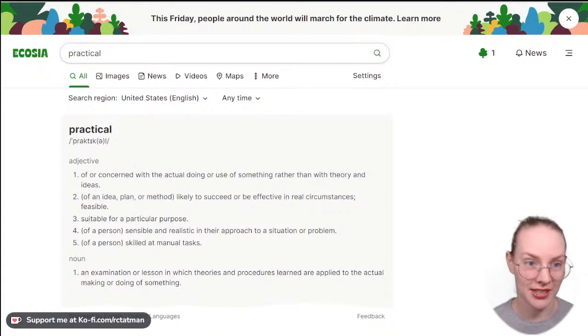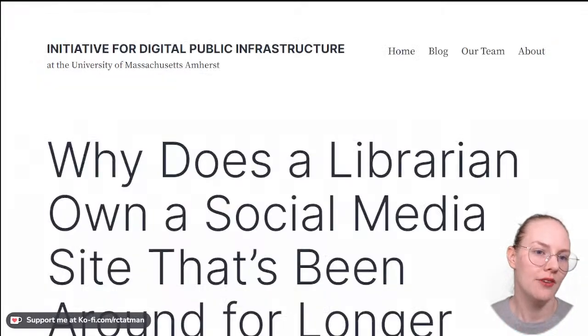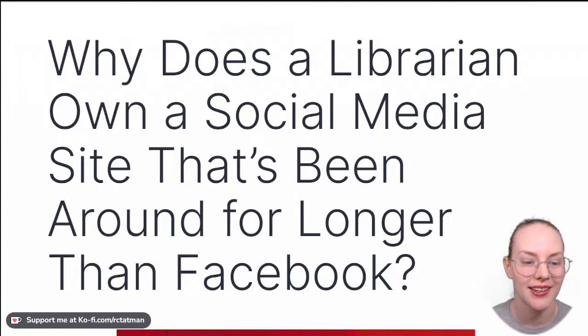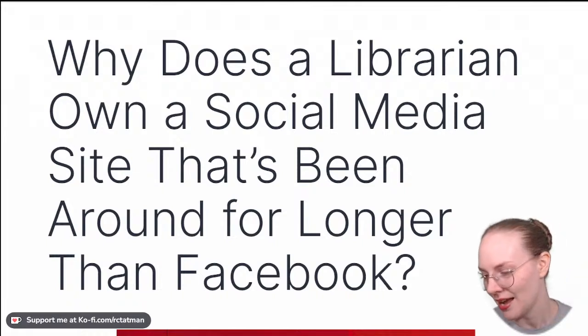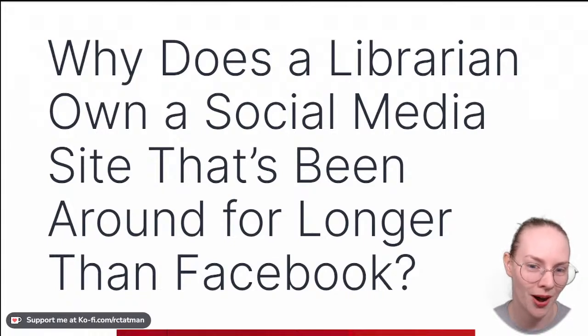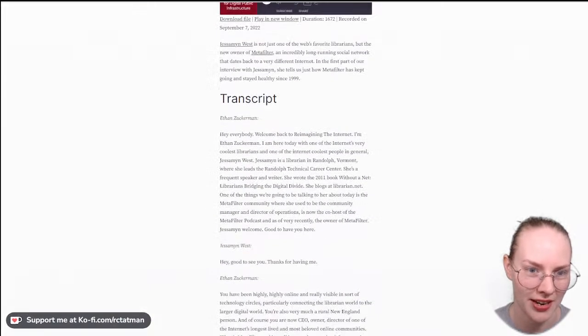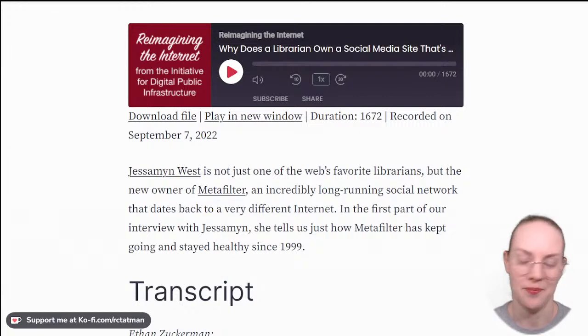So, practical stuff. Let's get into it. First of all, this piece made me feel so hopeful and gave me such a good vision of the future that I thought I'd share it with y'all. Basically, a librarian bought Metafilter. I keep wanting to say Metacritic, it is not that. If you've been on the internet a long time, you might have heard of Metafilter. It has been around for a while, and it is older than Facebook.